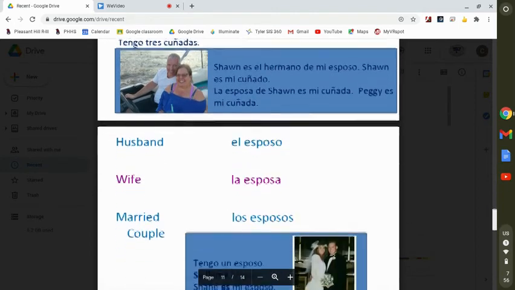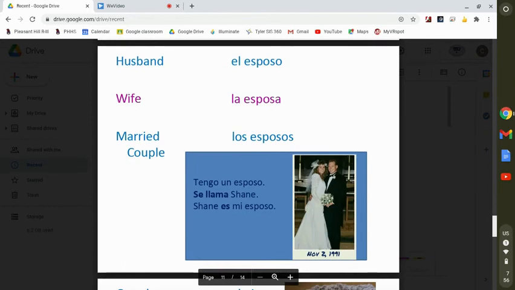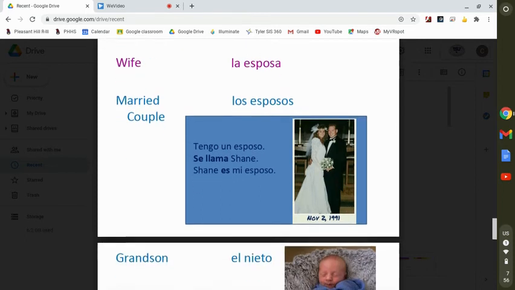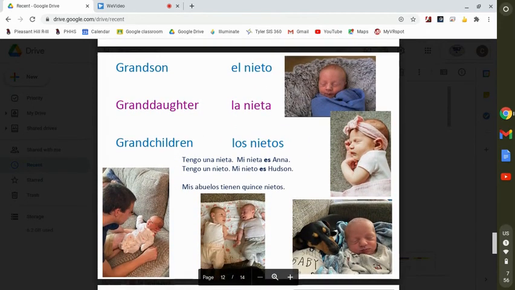So you just saw the words esposo and esposa, so here they are. The word for husband, el esposo, kind of looks like a spouse. Take it feminine, la esposa, la esposa. A married couple, los esposos. So my sentence is, tengo un esposo. I have a husband. Se llama Shane. He calls himself Shane. Or I could say, Shane es mi esposo. Getting ready to celebrate 29 años together, you guys. That's a long time. This is the first time I could add pictures for the screen.